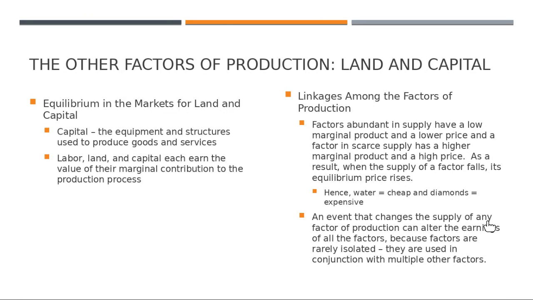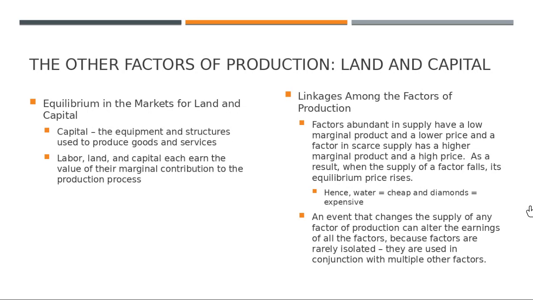And this brings us to the linkages among the factors of production. In reality, factors abundant in supply have a low marginal product. And that's right because of our diminishing marginal product principle. And a lower price because they're abundant and have that lower marginal product. And a factor scarce in supply has a higher marginal product and a higher price. As a result, when the supply of a factor falls, its equilibrium price rises. To give you an example here, this is the reason why water is cheap while diamonds are expensive. It's just that premise of scarcity.